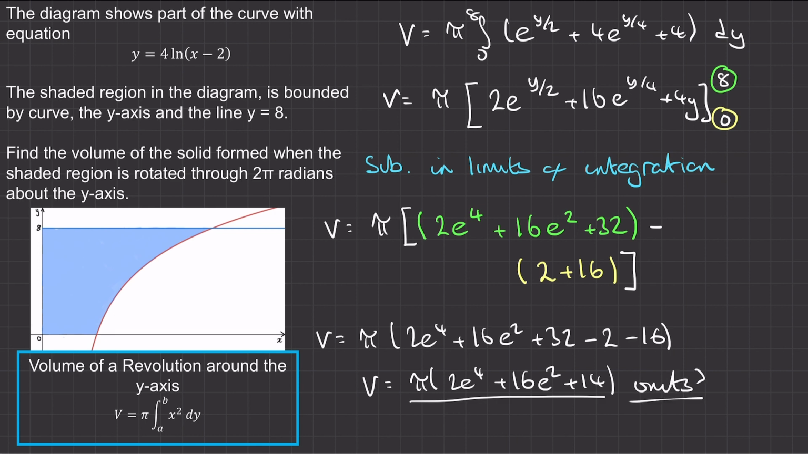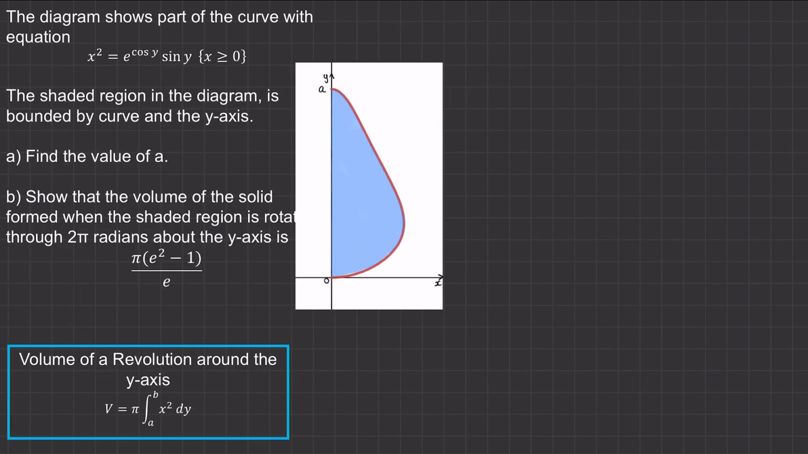Okay, let's try another question. So in our next example, the diagram shows the part of a curve with this equation, x squared is equal to e to the cos y sine y, where x is greater than or equal to 0. And we've been asked to find this shaded region revolved around the y-axis to give us a solid of revolution. So the first thing we need to do is to find the value of a.